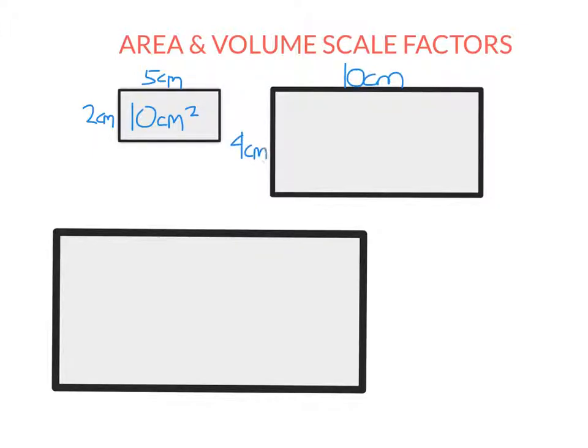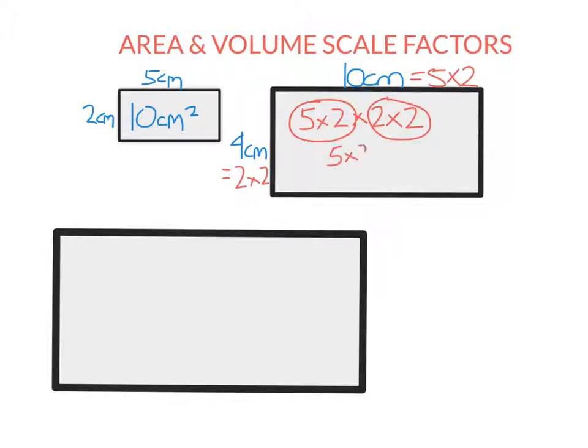So if they're both rectangles, they will be similar because their sides are in proportion, and of course all rectangles have 4 90-degree angles. So what will the area be now? Well, I can just write 10 as 5 times 2 and 4 as 2 by 2. So the area of this shape will be 10, which I can write like this, times 4. So what we have here is the original area of 5 times 2, but we're timesing it by 2 squared.